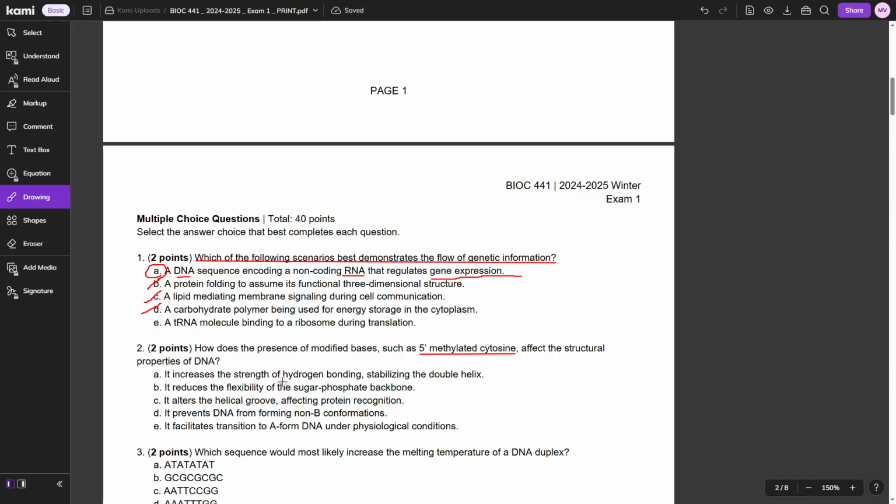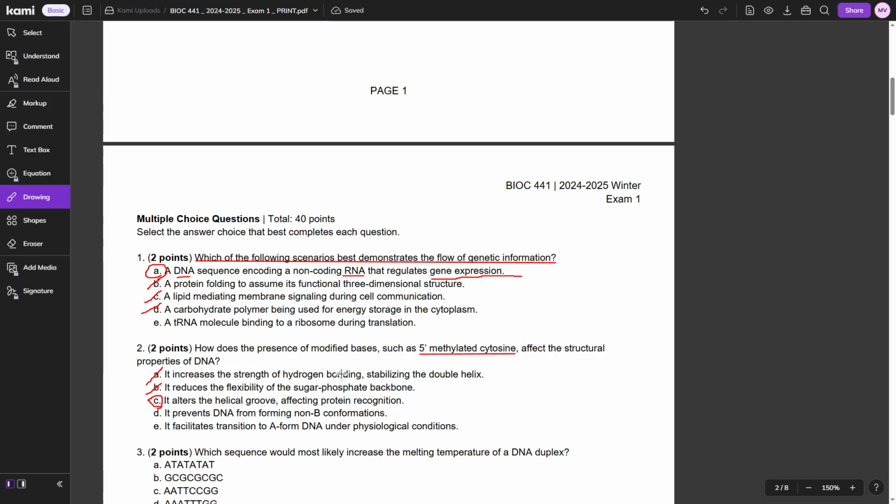It increases the strength of hydrogen bonding. Okay, well, definitely it has no effect on hydrogen bonding, right? Methylating the 5' carbon is not even close to the hydrogen bonds, so it doesn't matter. Reduces the flexibility of the sugar phosphate backbone. Methylating the cytosine has nothing to do with that, so I'm not going to even entertain that answer. It alters the helical groove, affecting protein recognition. Okay, that's pretty much exactly what I was talking about, so I'm going to circle that for now.